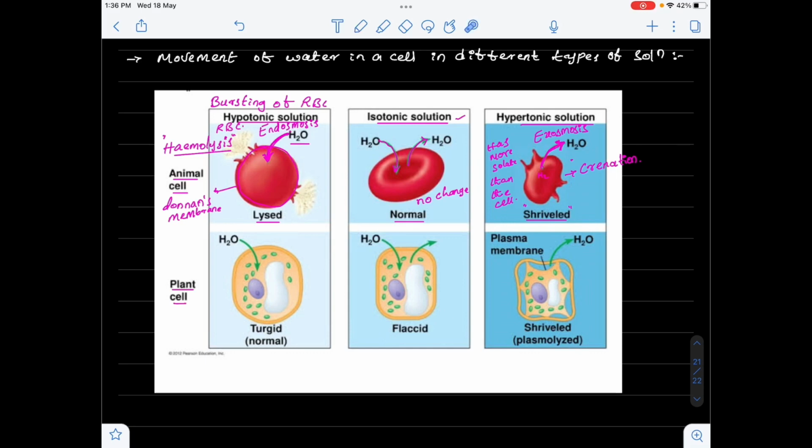Now see here, when we place RBC in hypotonic solution, it undergoes hemolysis, that is bursting of RBC. When the RBC is placed in hypertonic solution, it shrinks or shrivels. This process is called as crenation. And when the RBC is placed in isotonic solution, there is no change in it.